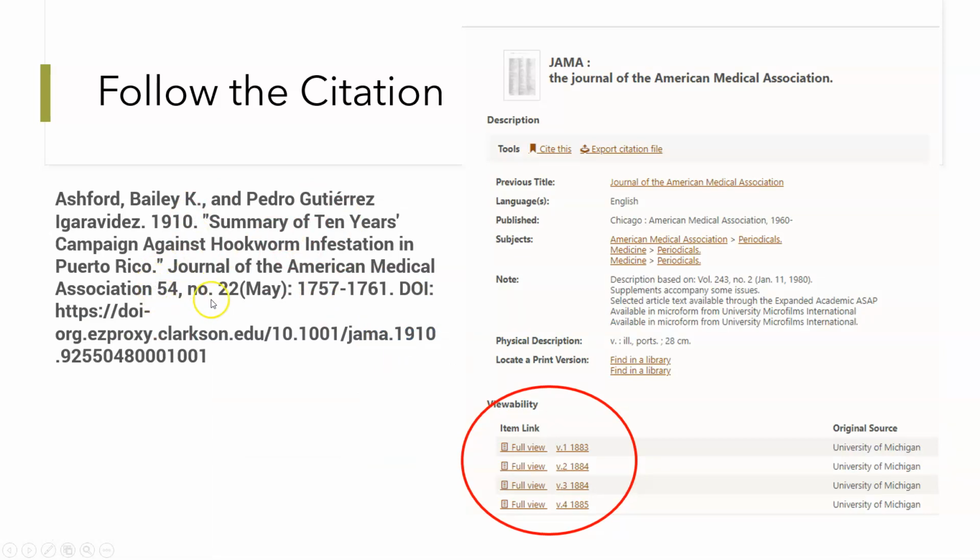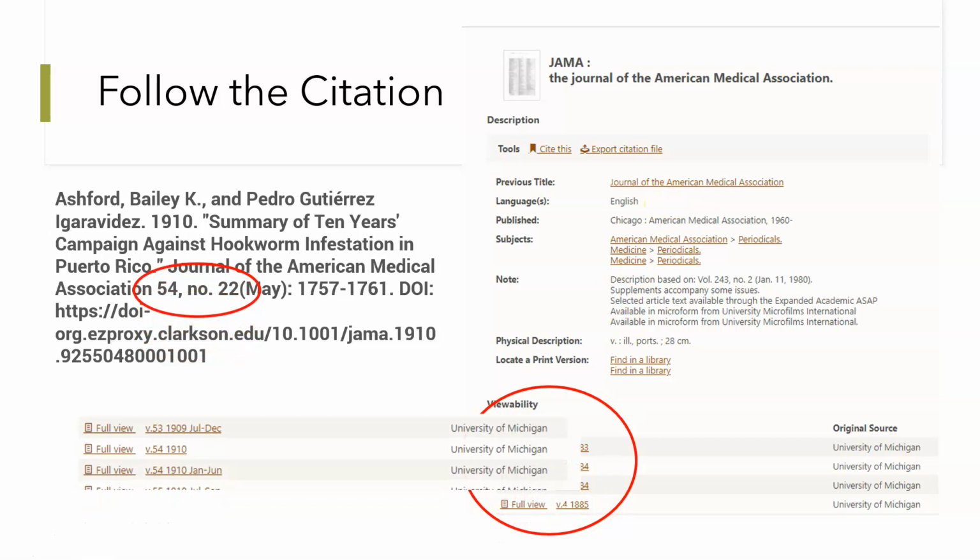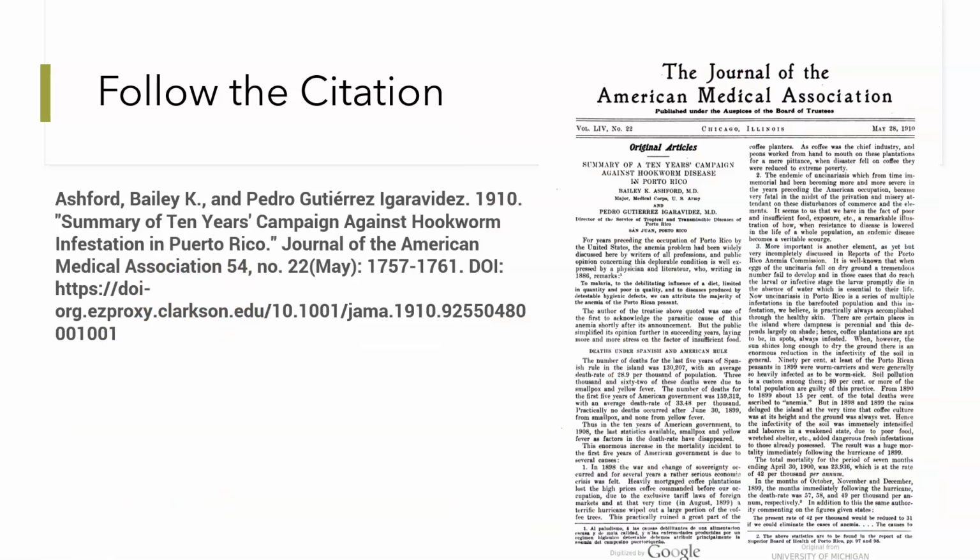So now I'm going to look for the volume and the issue number right here. Okay, so I'm going to be looking for volume 54. So I'm going to scroll down on the home page of that journal that I found, and I'm going to find volume 54. Okay, there it is. So I click on it. And then I'm going to scroll through until I find number 22. And I might also look for the page number. This is the page number here.